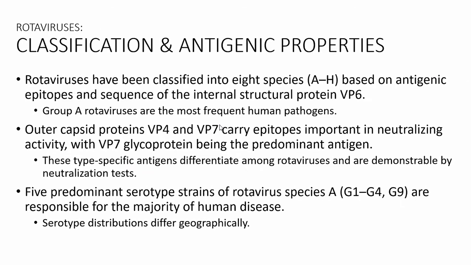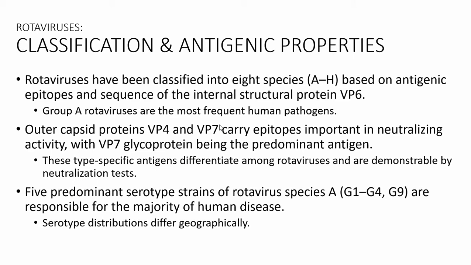So rotaviruses have been classified into 8 species, A to H, based on the antigenic epitopes. And group A rotaviruses are the most frequent human pathogens. The outer capsid proteins VP4 and VP7 carry the epitopes important in the neutralizing activity, with VP7 glycoprotein being the predominant antigen. So these type-specific antigens differentiate among rotaviruses and are demonstrable by neutralization tests. And 5 predominant serotype strains of rotavirus species are responsible for the majority of human disease. So we have G1 to G4 and G9.